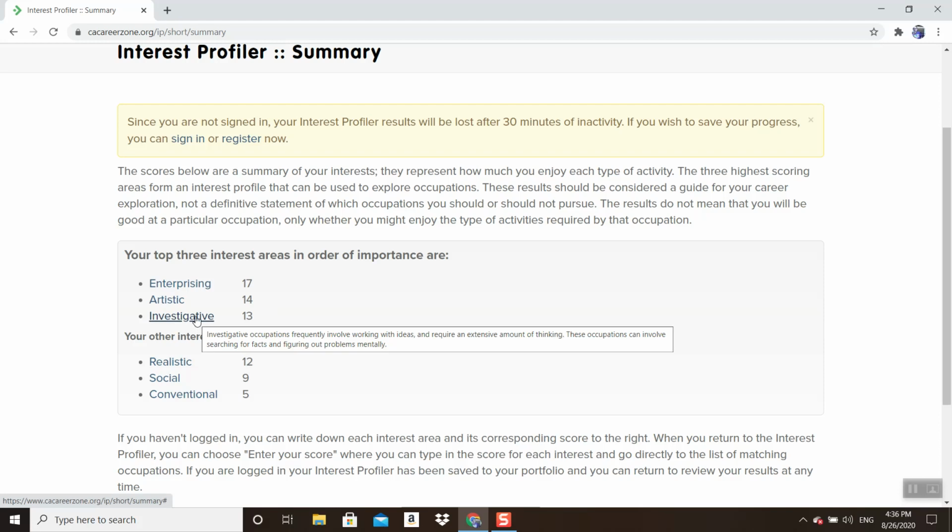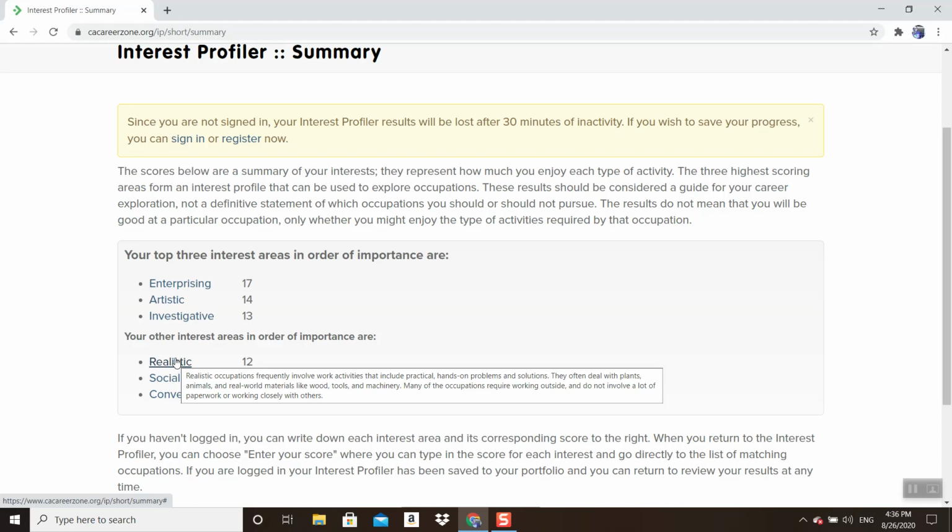Next one would be investigative. If you're investigative, these occupations frequently involve working with ideas and require an extensive amount of thinking. These occupations can involve searching for facts and figuring out problems mentally. So you have a lot of questions, you ask questions, you try to figure out why things happen. A lot of these people may be engineers.